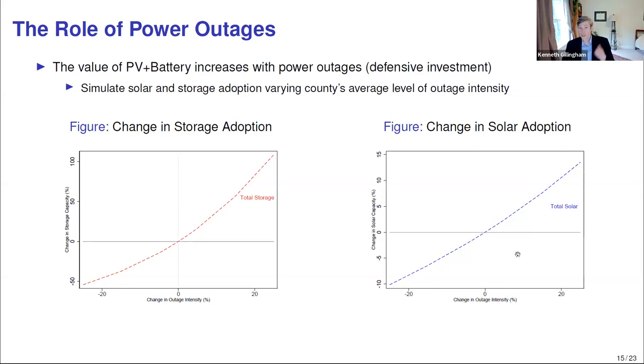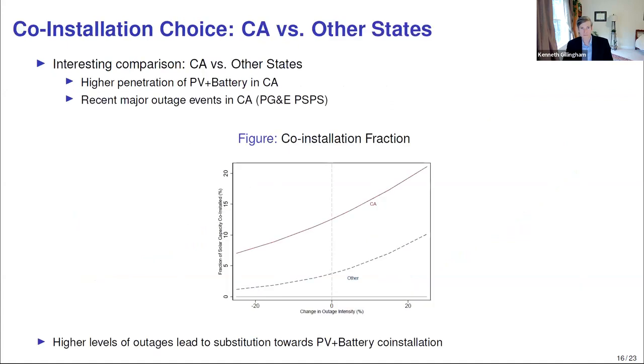We can also look at the change in solar adoption. And obviously the percent change is going to be a lot smaller because this is the base that's much larger. But it also influences solar adoption as well, because outages are entering into, in technical terms, the utility function, or the choice that these consumers are making. We allow outages to play a role in the decisions that people are making.